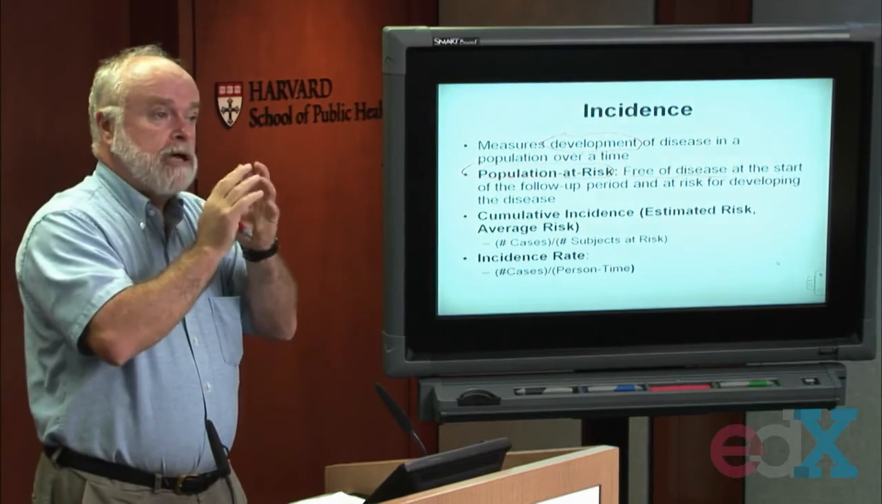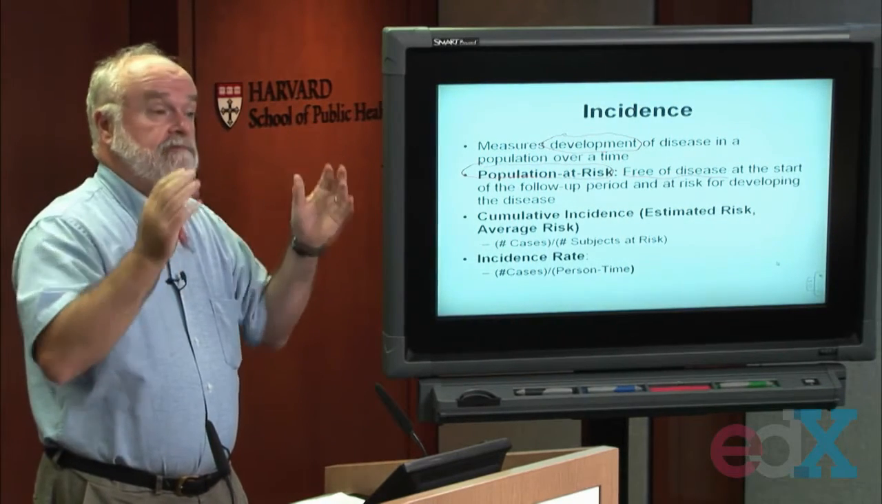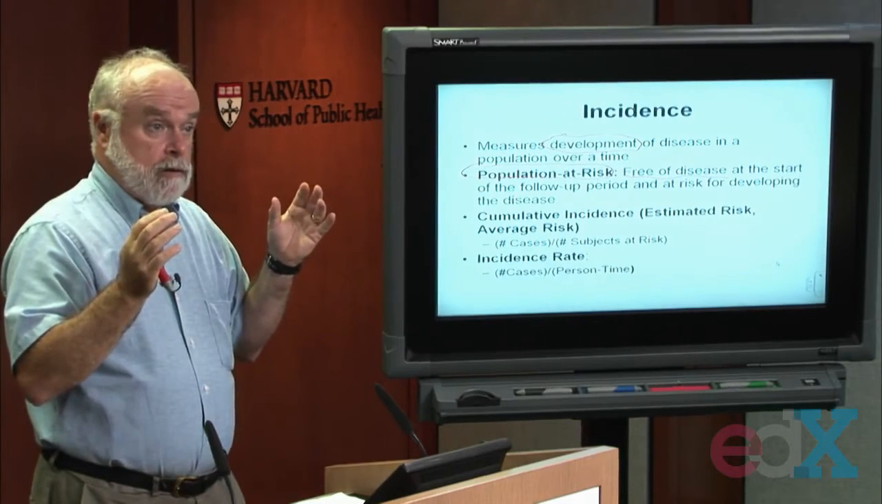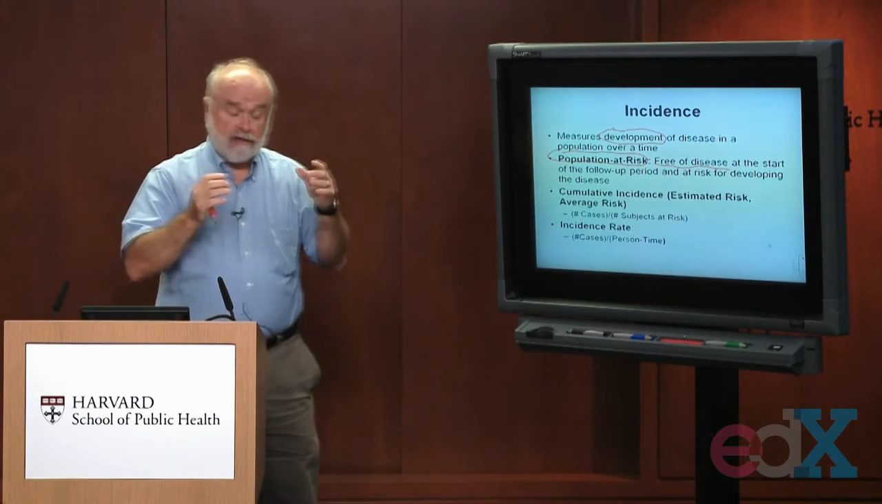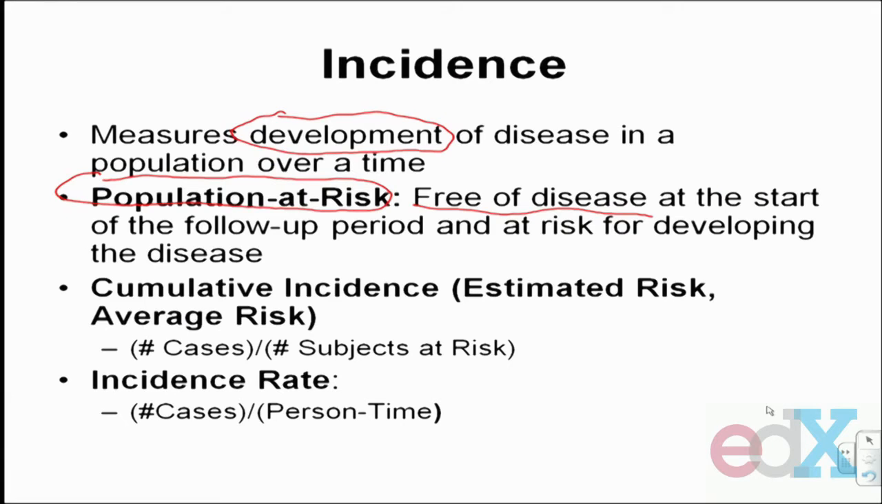Now, how are we going to measure the occurrence, the development of coronary heart disease? Well, in future lectures, we'll be talking about two commonly used measures. One is called the cumulative incidence. Sometimes that cumulative incidence is referred to as an estimated risk. Sometimes it's referred to as an average risk. What it's going to be is a proportion.